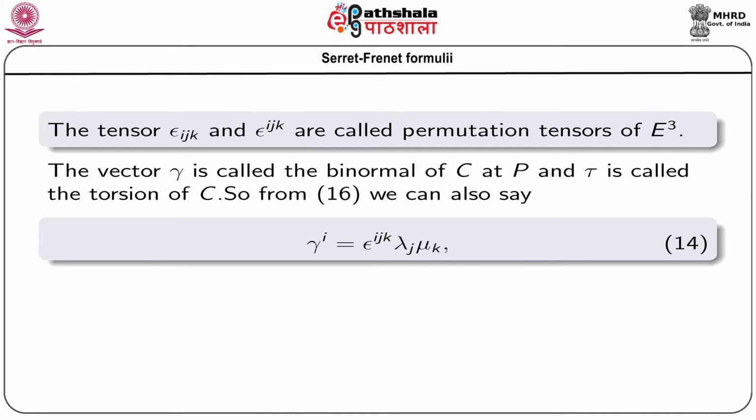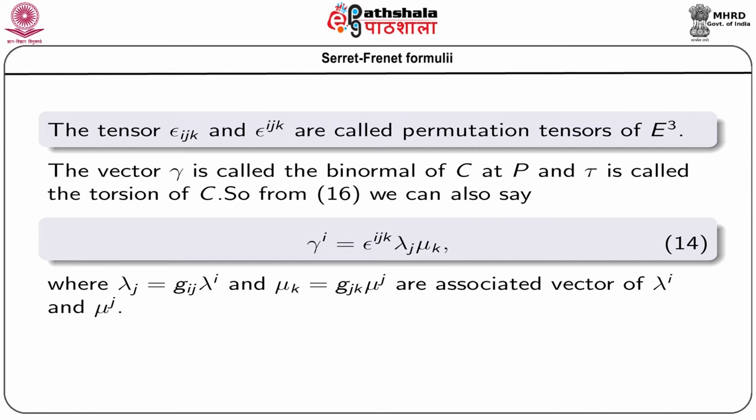Now, from the expression given in 16, we have γ_i equals ε_ijk λ^j μ^k, and that can be proved easily, and it is given afterwards, where λ_j equals g_ij λ^i and μ_k equals g_jk μ^j are the associated vectors of λ^i and μ^j.